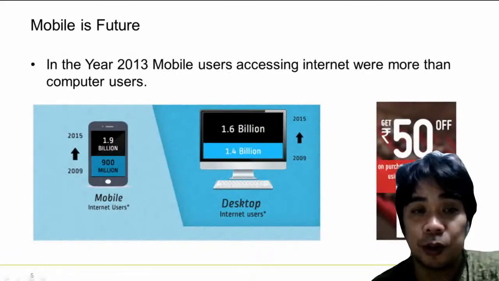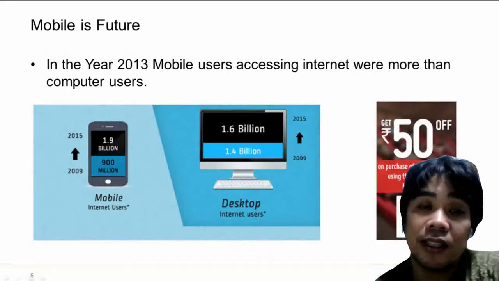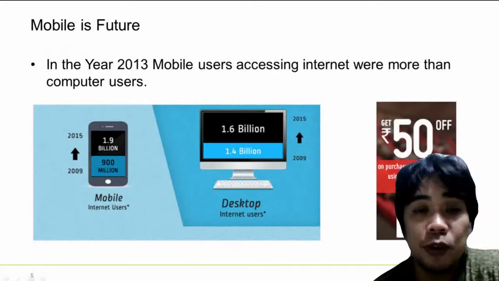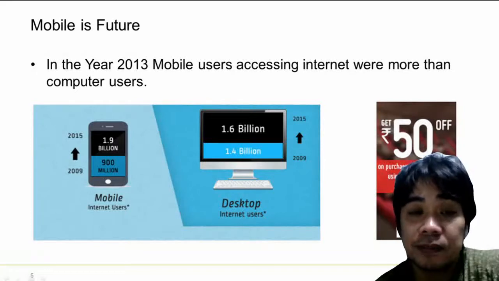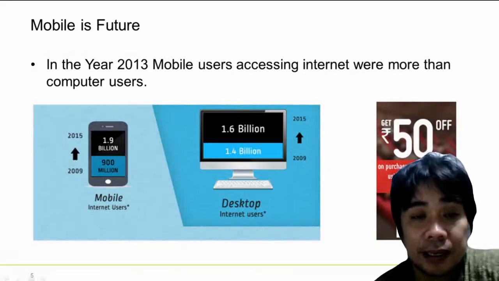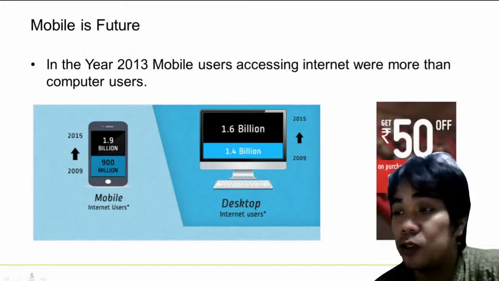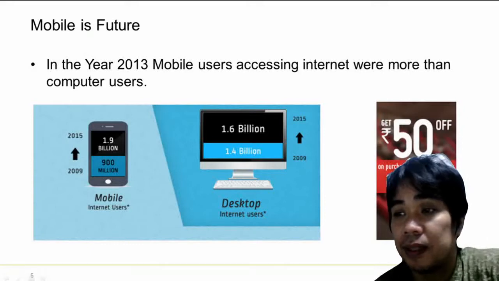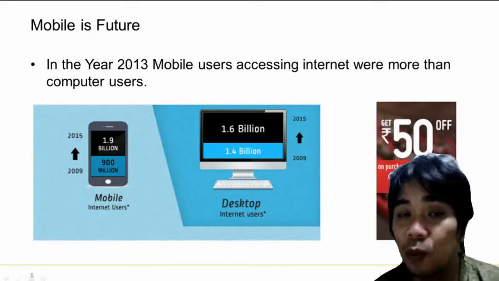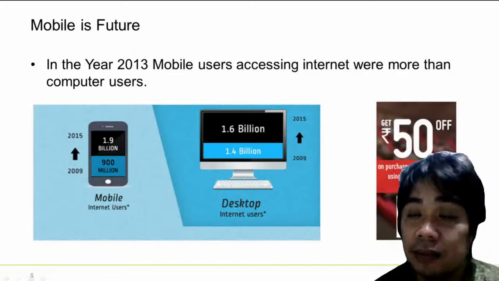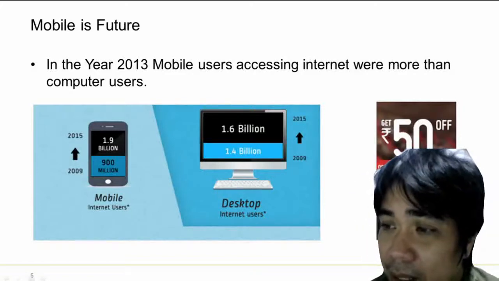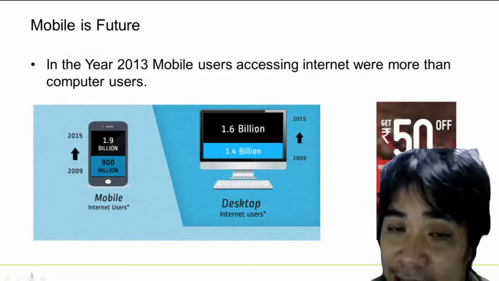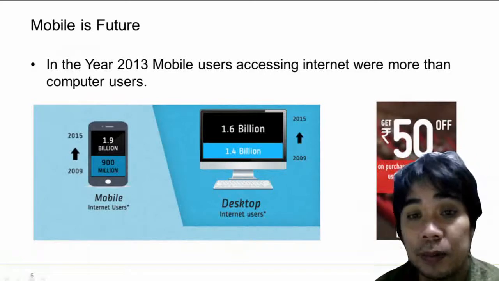Mobile is the future. Since 2013, mobile users accessing the internet have outnumbered computer users. In 2009, we had 900 million users of mobile phones, but in 2015, we have 1.9 billion. So there are a lot of internet users that use mobile phones rather than the desktop or PC.